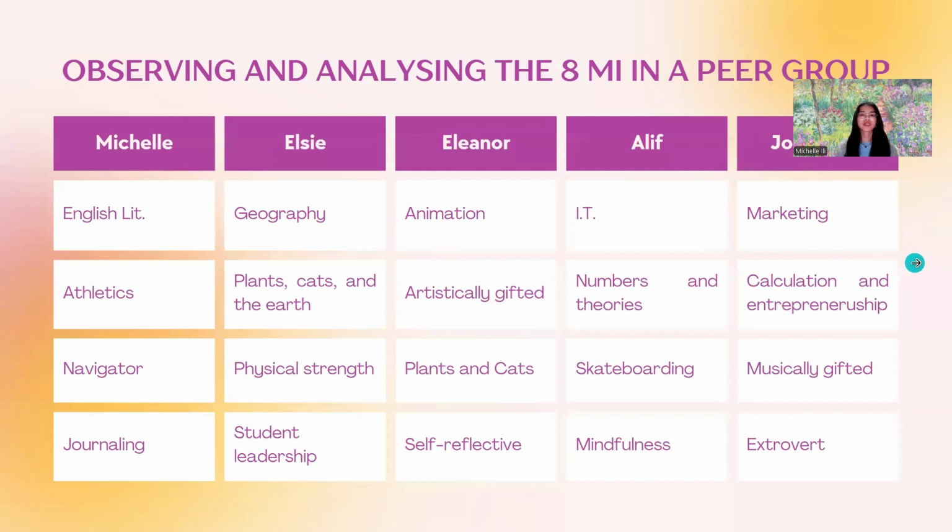So for this assignment, I observed and analyzed a peer group of mine. There are 5 people in total, including myself, to see how many multiple intelligences are closely related to our personalities. I'll start with myself. I'm doing an English literature degree. I am also an active athlete in MSU, and I am naturally a very sporty person.